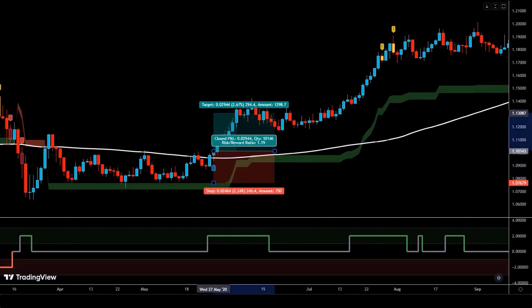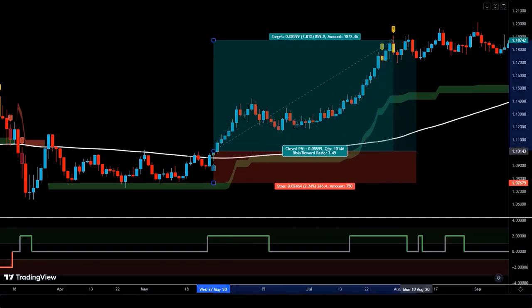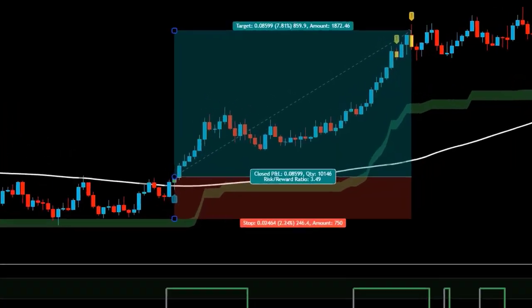For exiting the trade, I got a signal given by the intraday buy sell indicator, and I'll use this signal to exit the trade. You can see we won this trade.